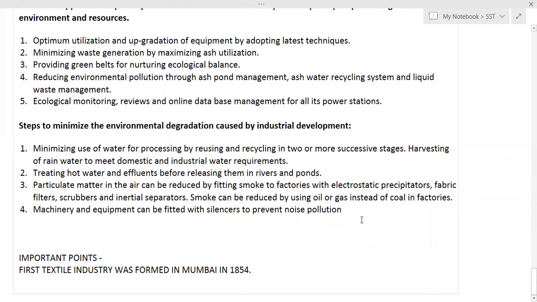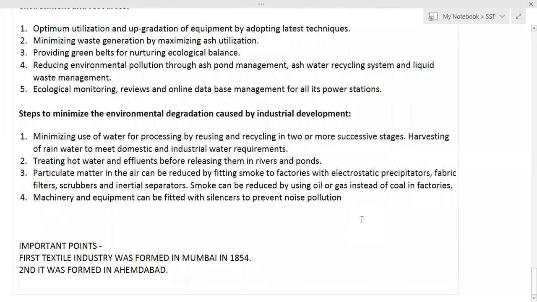Secondly, it was formed in Ahmedabad. And another thing: on 13 November 2011 there were 1,946 cotton and human-made fabric textile mills in our country. So that is in 2011.